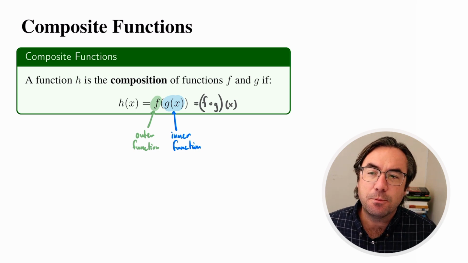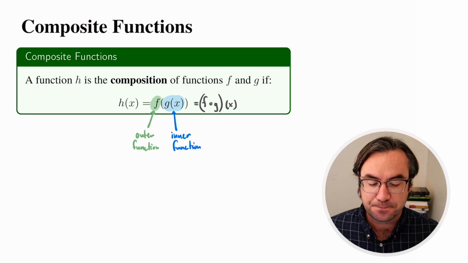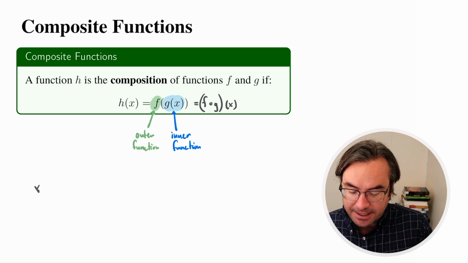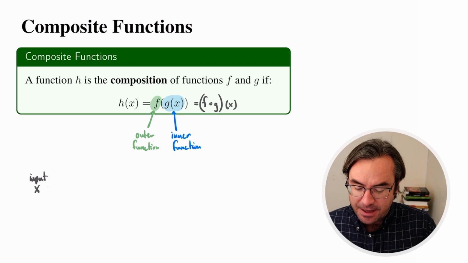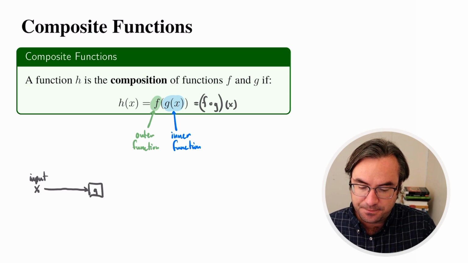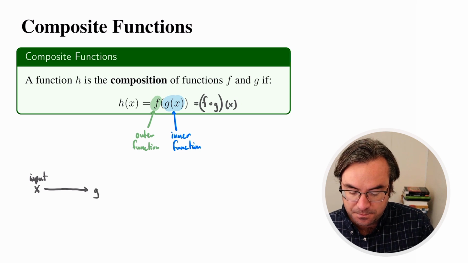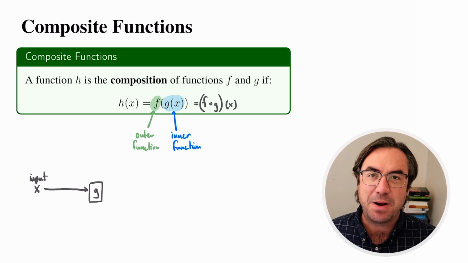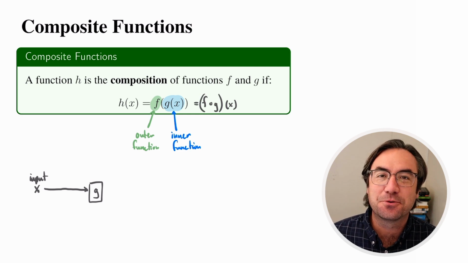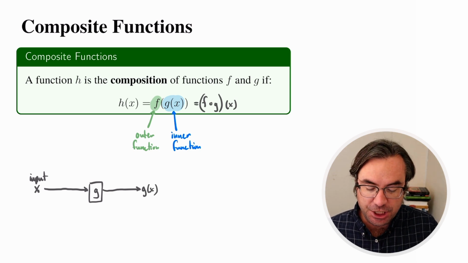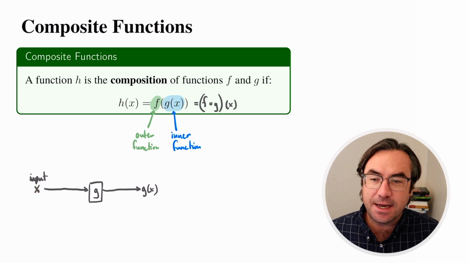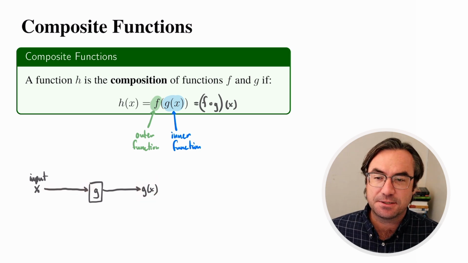So composition, you almost want to think of it as like an assembly line. So we start with our input x. We take our raw material there, and then we put it on our assembly line. And what happens is it goes through function g. We'll make that a box there. And what function g does is it spits out g of x. That's what function g does. It takes some input x, you plug it into the machine, and then you get out g of x.